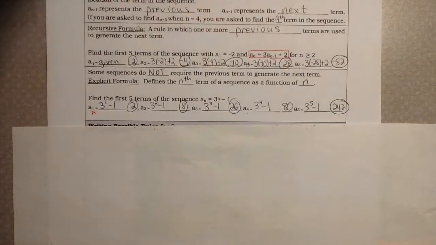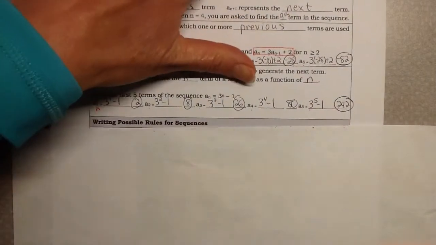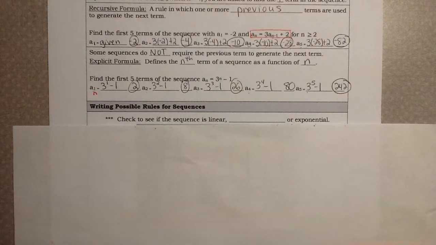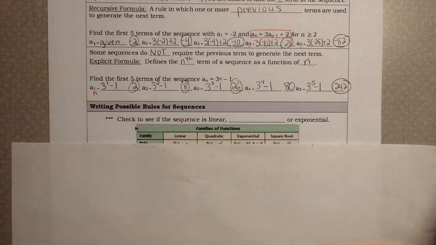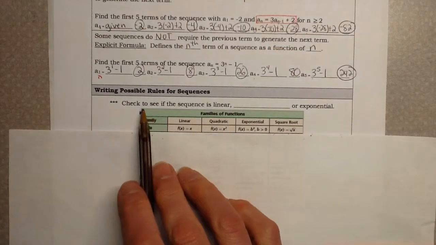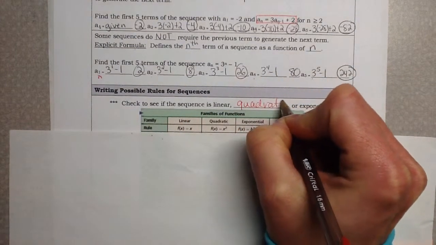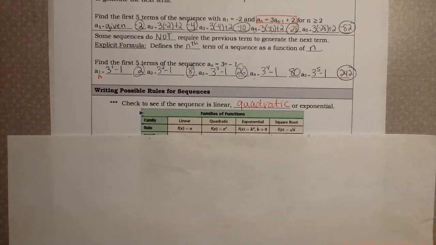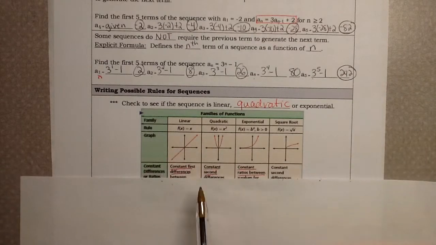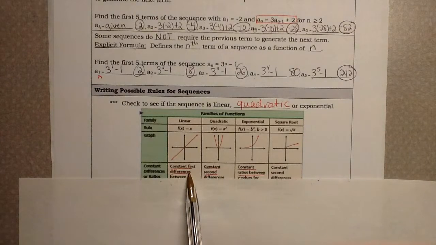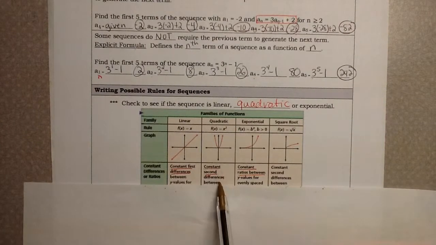Okay, now you're going to be writing some rules for sequences and series, and you need to first figure out if the sequence represents linear, quadratic, or exponential. Now there's an extra one on here, square root, which we're not going to be dealing with in this section. Now, hopefully you remember from earlier in the year that a function is linear if it has a constant first difference. So underline that constant first difference. It's quadratic if it has a constant second difference.